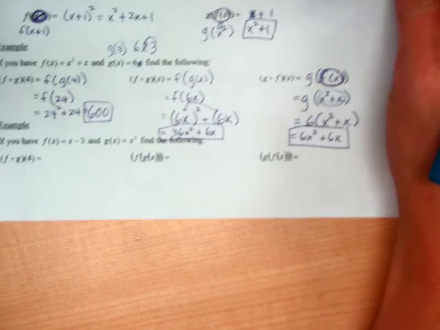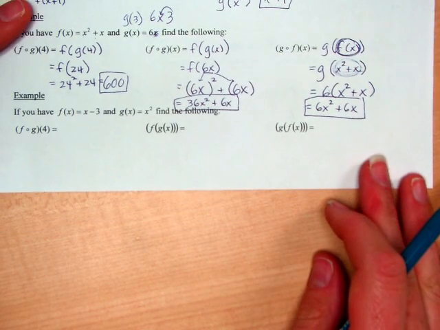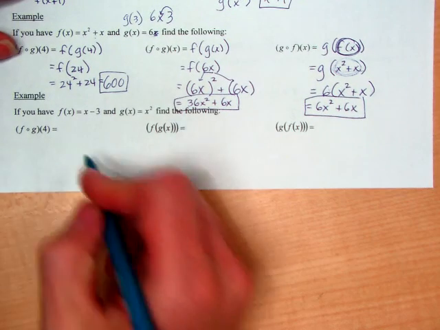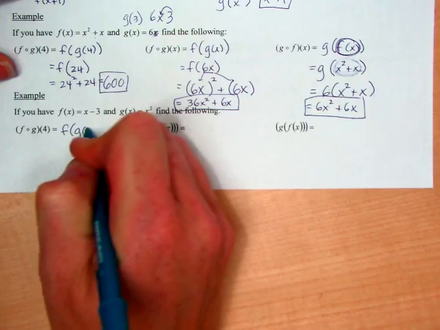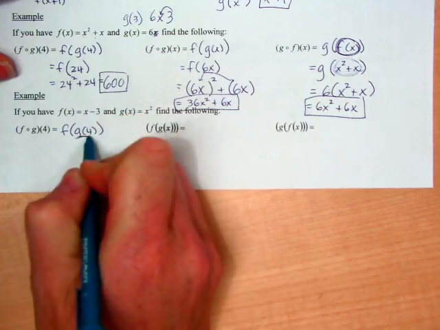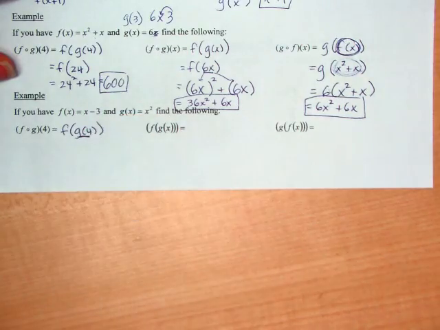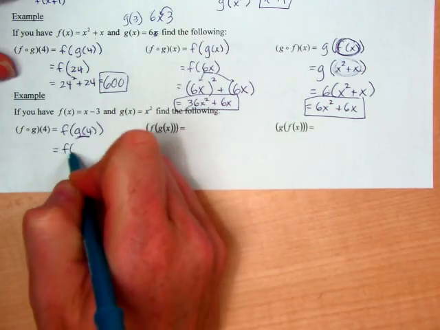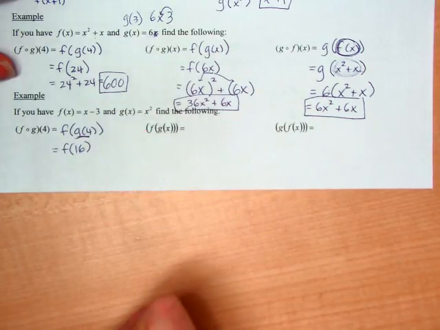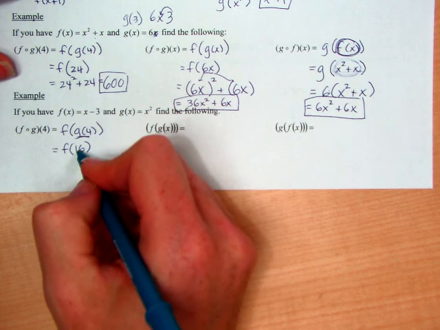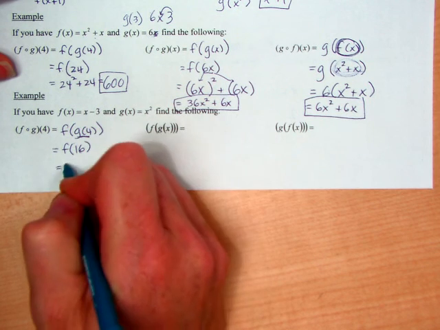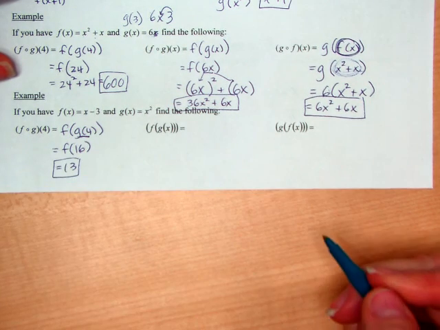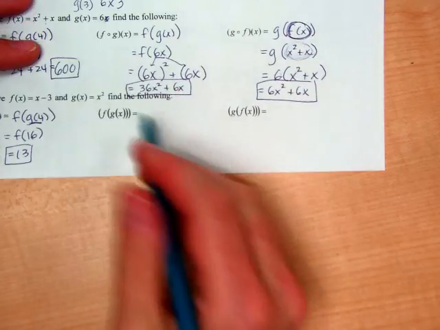So a couple more here. Again, I would pause the video, give these a try before you see how I do them. This is f of g of 4. So first I'm going to figure out if I were to plug a 4 in, what would happen. And so a 4 into g, 4 squared would be 16. And then I'm going to do f of 16, so I'm going to put a 16 right there and get 13.